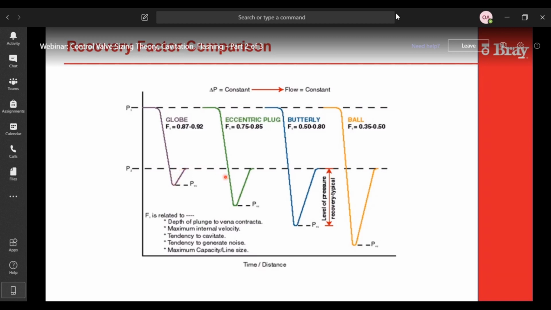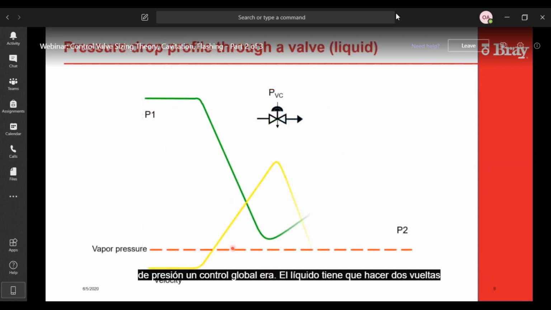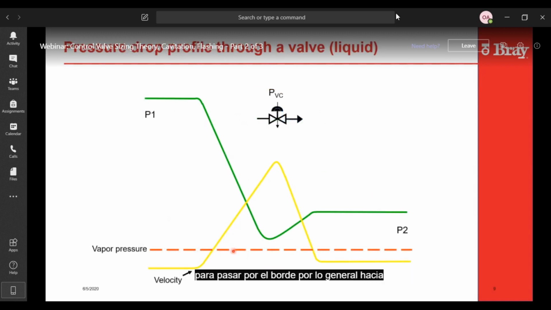So every valve has a job that it can do, and it has its limitations. Globes are good for delta P, and ball and butterfly valves are good for flow and low pressure drop control. Yeah, in globe valves, the fluid has to make two turns to go through the trim. It's usually down either under or over the plug and then out. So there are usually two turns involved in the flow path.